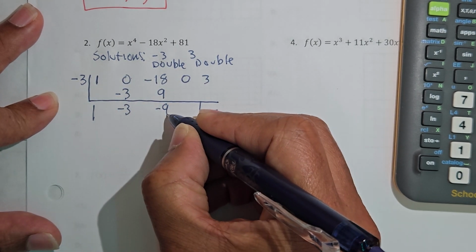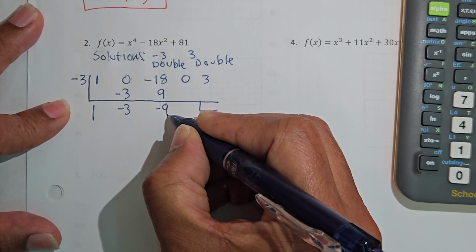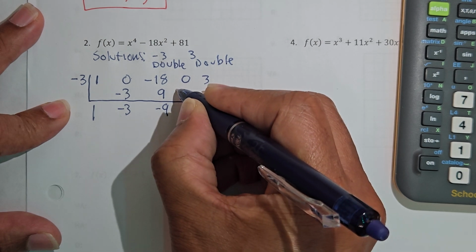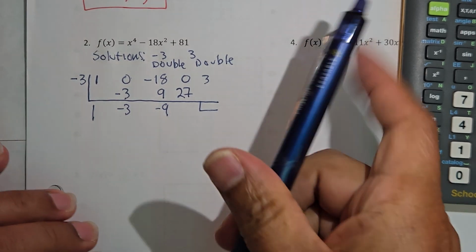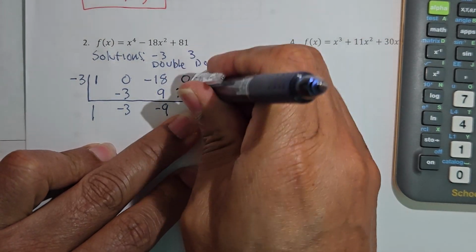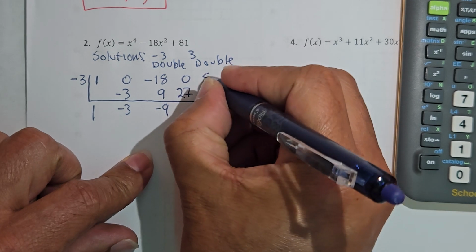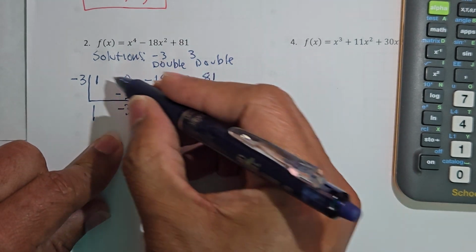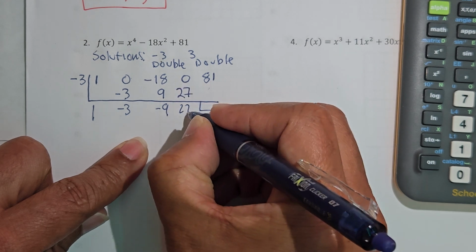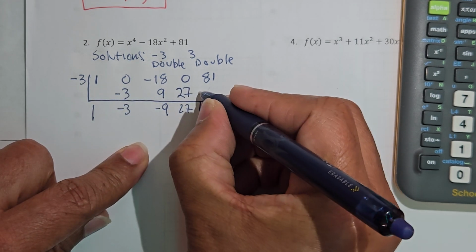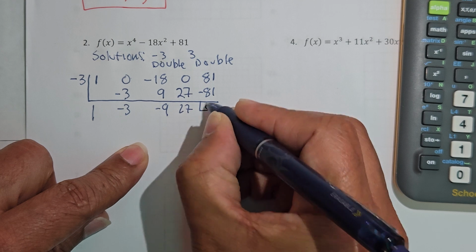-3 times -9 is +27. It seems I made a mistake here: the constant should be 81, not 3. I'm sorry about that. Then 0 plus 27 is 27, and -3 times 27 is -81. As you can see, we have a 0 remainder.